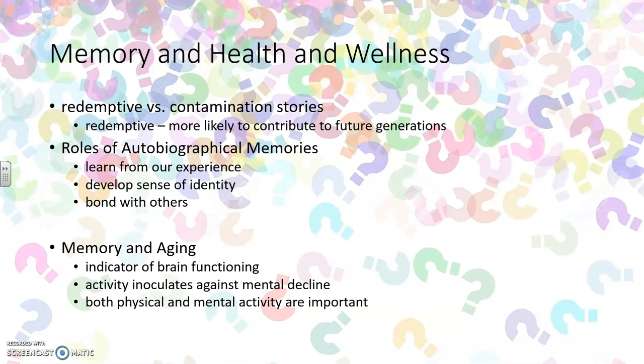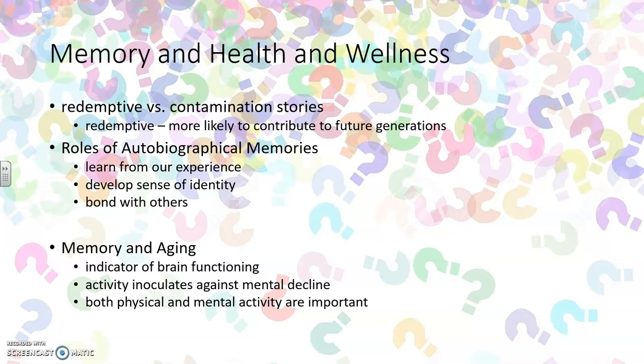Redemptive versus contamination stories. Redemptive is more likely to happen in future generations, whereas with contamination, people start to add different things into stories, and it goes all over the place. Our autobiographical memories help us learn from experience, develop a sense of identity, and bond with others. You see a lot of these autobiographical memories in more close-knit cultures.